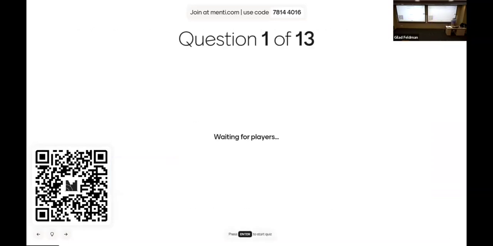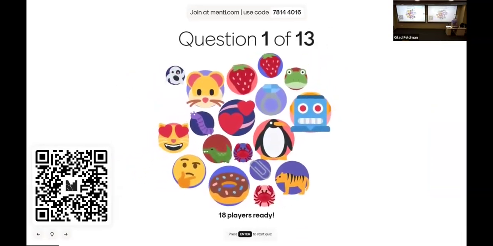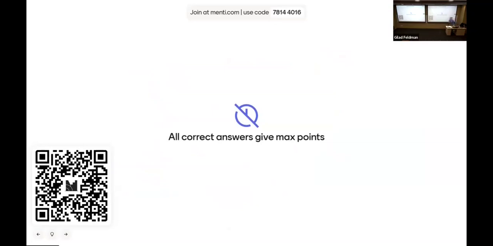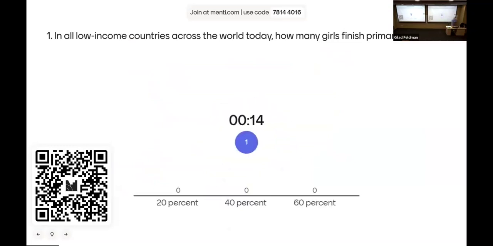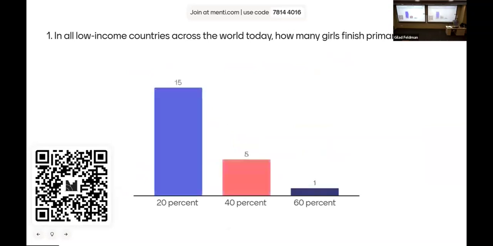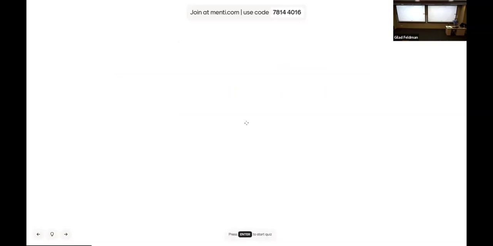So we'll start with this competition. We've got 17 players, and we'll start the game. You'll get a response every time, so you'll know whether you were correct or not. All right, look at your device. In all low-income countries across the world today, how many girls finish primary school? 20%, 40%, 60%. Good. 20% is wrong. 60% is right. All right. So this is how it's going to go. You can see your names over here. So you've got Dragonite doing very well.